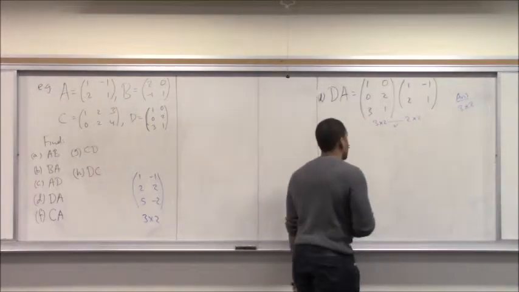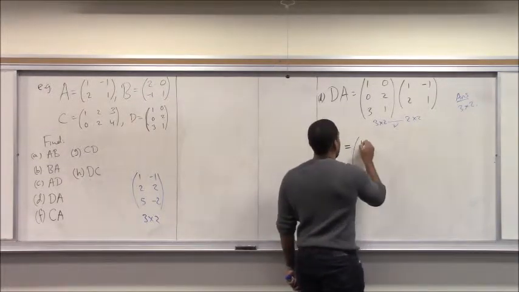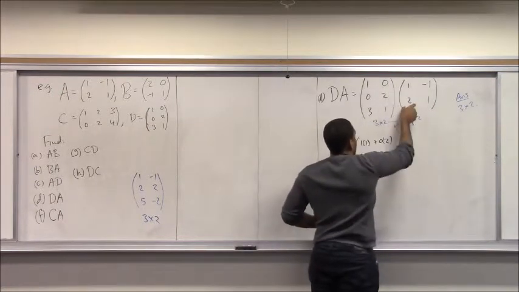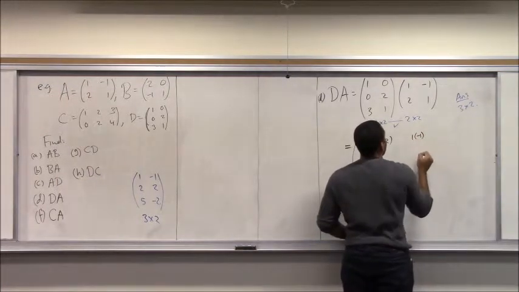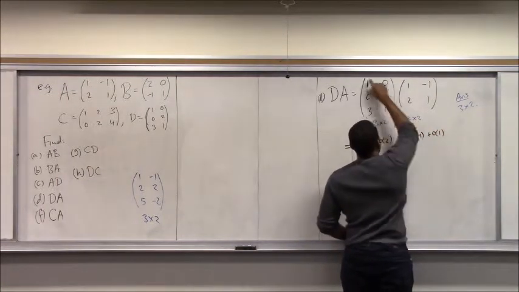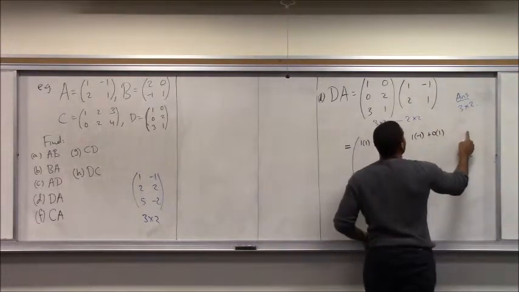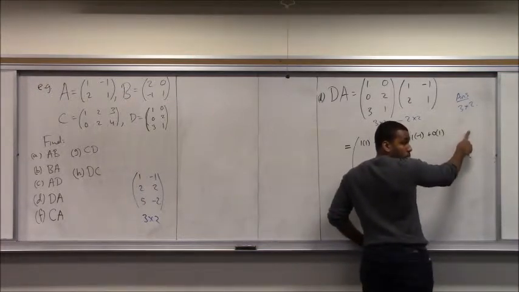So, how would it actually be done? 1 times 1 plus 0 times 2, right? First row times first column, okay? And then 1 times -1 plus 0 times 1. First row times second column goes in the second column. Then, okay, what should go here? What should go here?